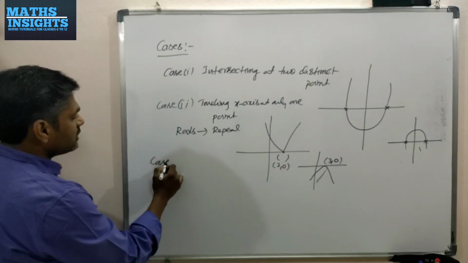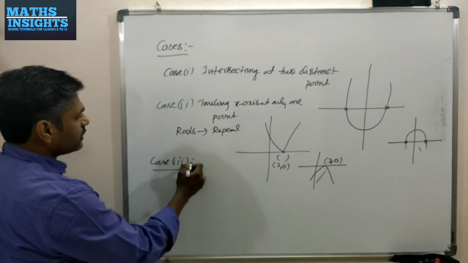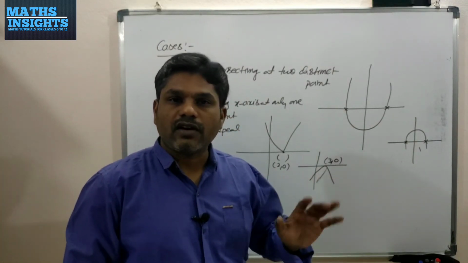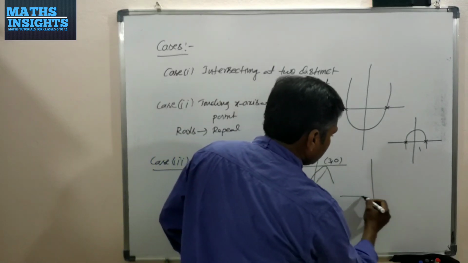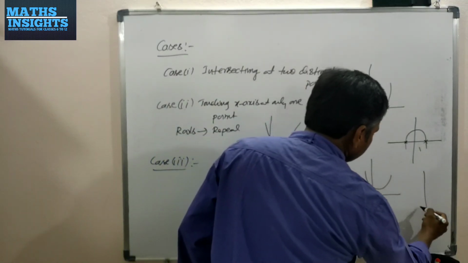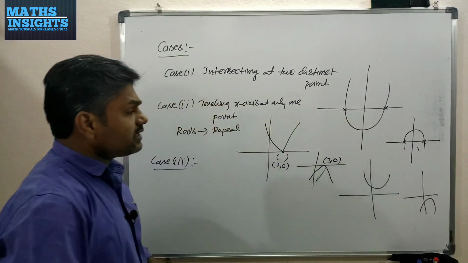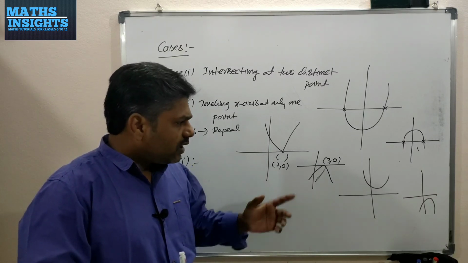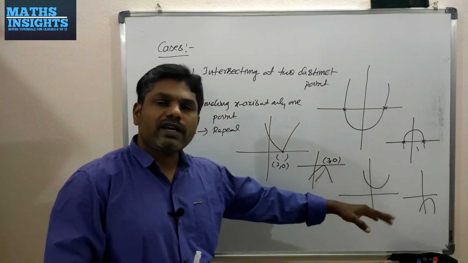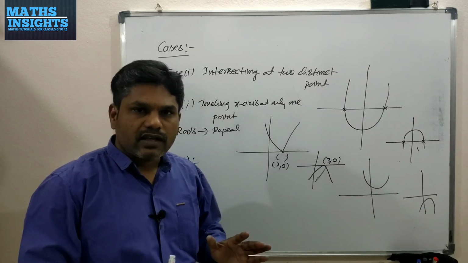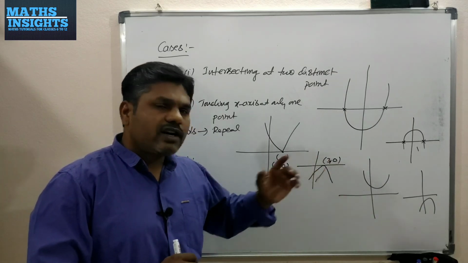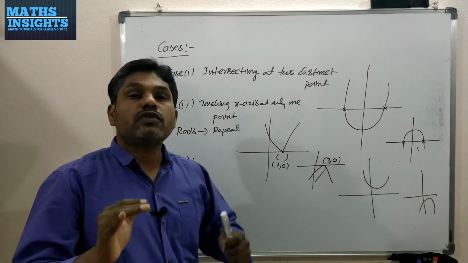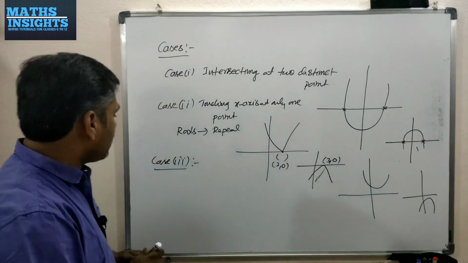So case 3: the graph of the quadratic polynomial will not touch the x-axis at all. If you take the example, you may have like this. These are the two graphs, two parabolas. In this case, you observe that this parabola is not at all touching the x-axis. So we have to say that this quadratic polynomial will not have real roots. There are no real roots for the given quadratic polynomial.